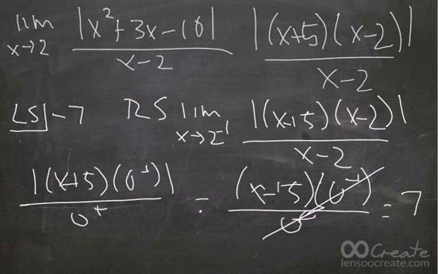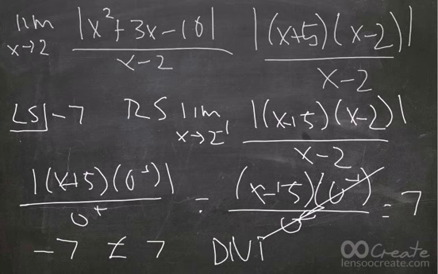And then we can compare the right-hand side and the left-hand side limits. So the left-hand side would be negative 7 and the right is 7, and they're not equal to each other, so we can say the overall limit does not exist.